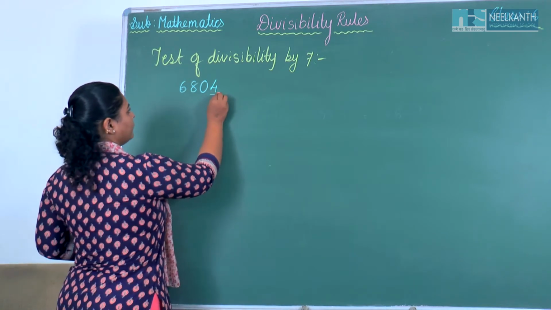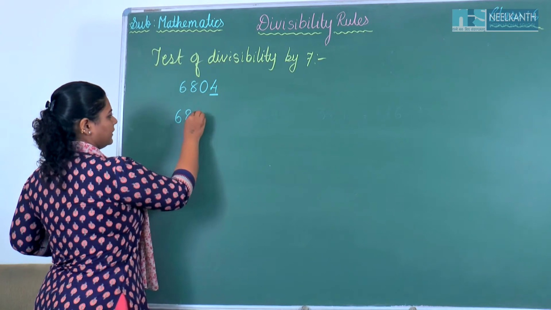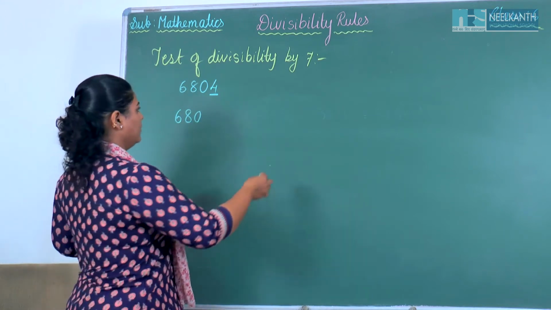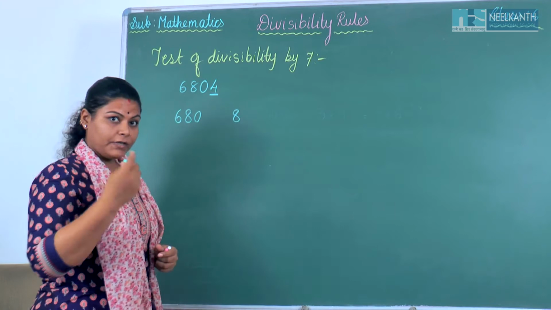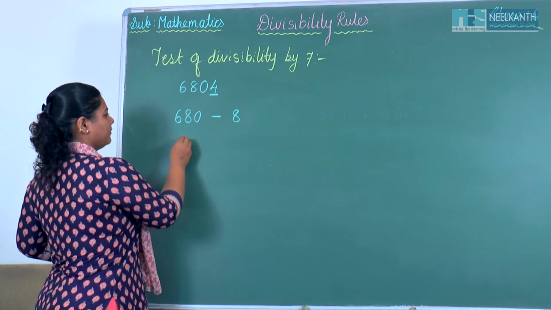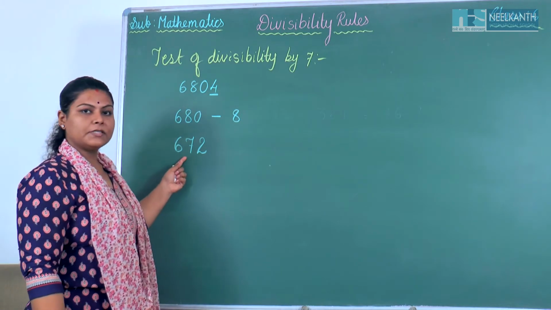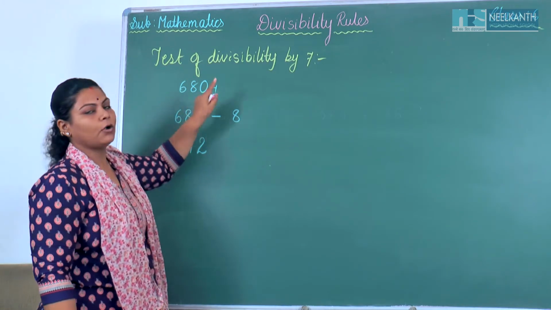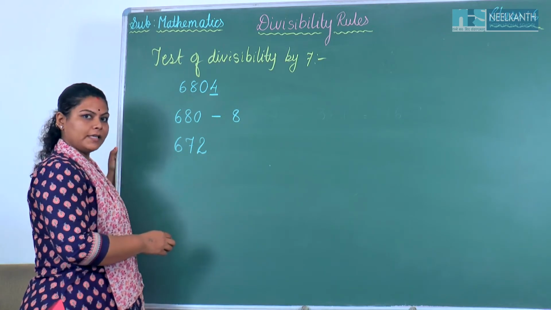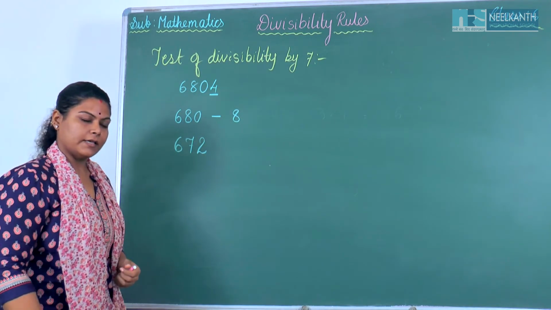So first of all we have to remove the ones digit from the number. So here it will remain 680. Next step is we have to double the removed digit. So it will be 8. And we have to subtract that number from the remaining number. So it will give us 672. Now if this number is divisible by 7, then the whole number is also divisible by 7. Yes, we can see here 672 is divisible by 7. So 6804 is also divisible by 7.